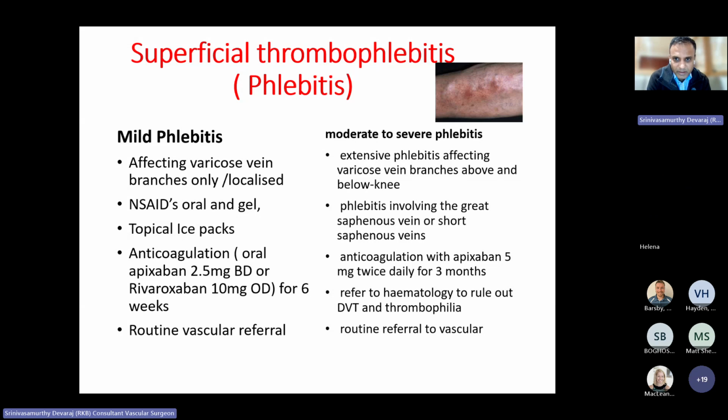For people with moderate to severe phlebitis, where the phlebitis is involving the main great saphenous vein or the short saphenous vein, or closer to the groin or the saphenofemoral junction, these are severe phlebitis. So for these patients, they require a longer course of anticoagulation, up to 3 months. They also require a referral to hematology to rule out DVT or thrombophilia, especially if the phlebitis is very close to the saphenofemoral junction in the groin, and a routine vascular referral to treat their varicose veins.